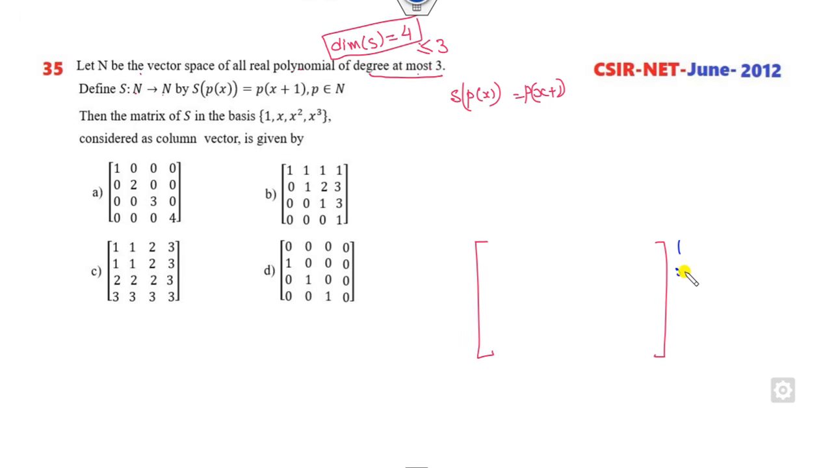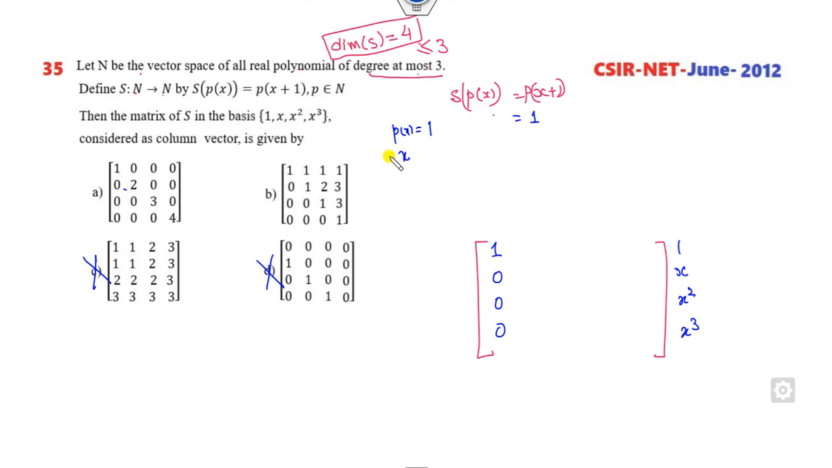The basis is 1, x, x square, x cube. Firstly, I can take p of x as 1. What is p of x plus 1? Again 1. So it is 1, 0, 0, 0. So this option cancels. The first column is here. This option cancels. Two options left. So look at the second column. We will get the right answer in the next one.